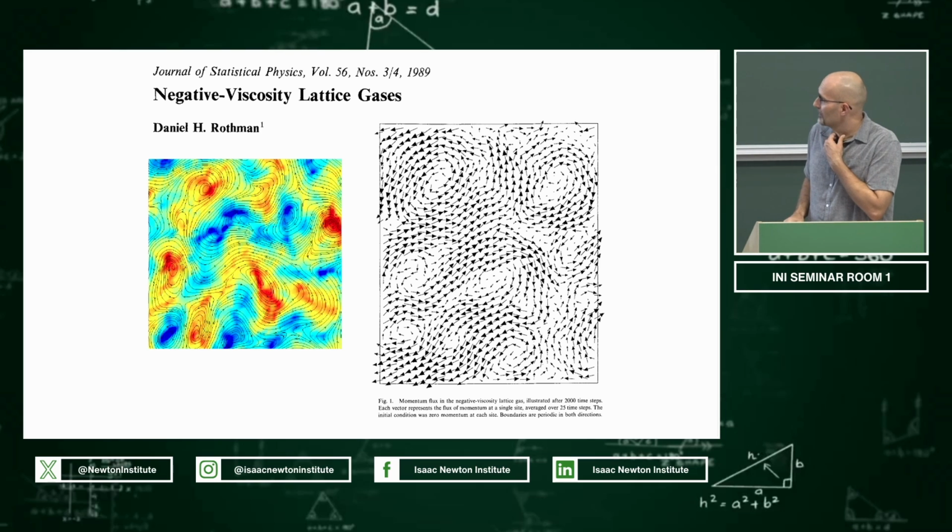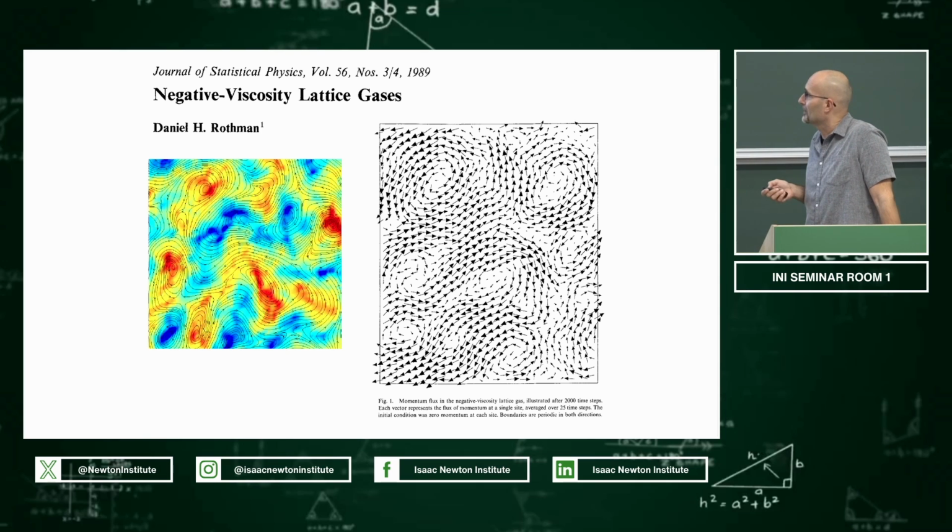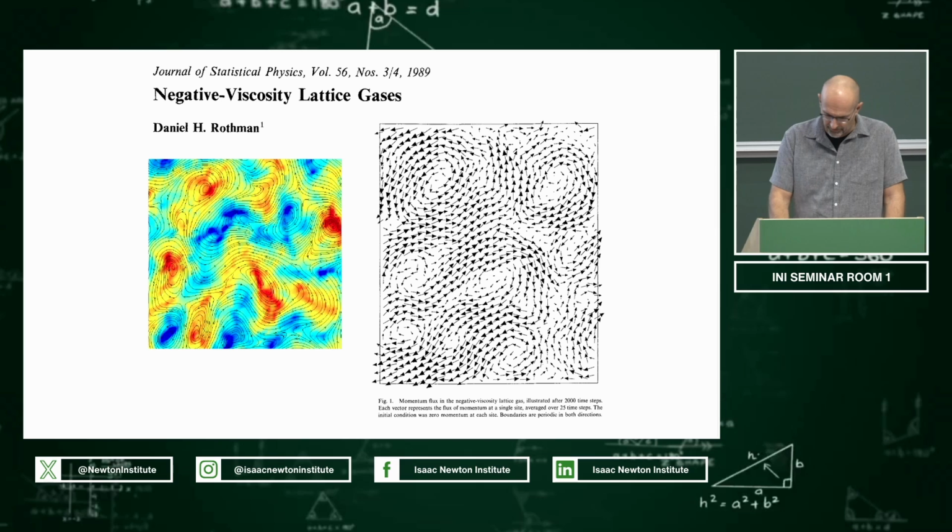Now, when you look at these type of flow patterns, the first paper that I know, basically, where I could find a pattern of this type, also coming from some modification of viscosity, is a paper by Dan Rothman, where he looks at Lattice-Boltzmann type gases. And this is one snapshot from his paper, which was published in 1989.